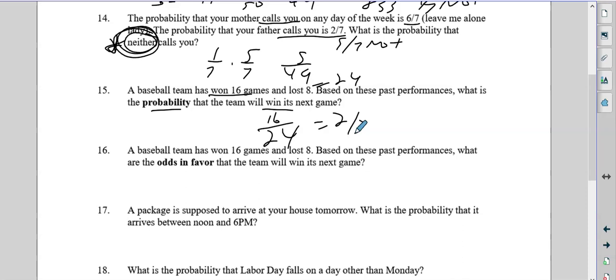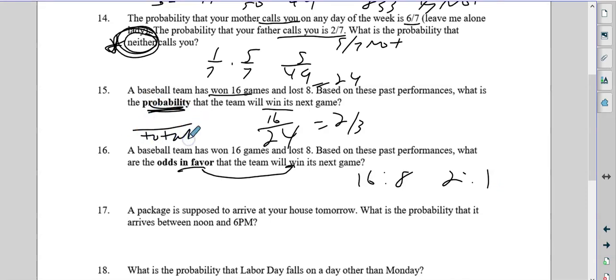Now notice this one is odds, and it says in favor, they will win. So that means win comes first. So that's 16 to 8, or reduced 2 to 1. So remember, probability is a fraction, and the bottom number is the total. Odds is a colon problem, and you have to look at what it's asking. So in favor, winning means winning, losing.